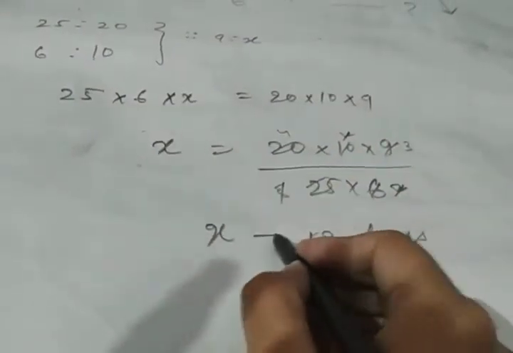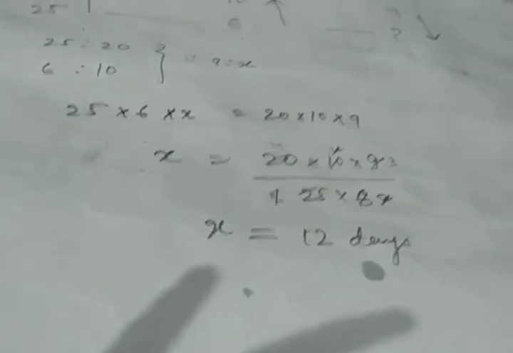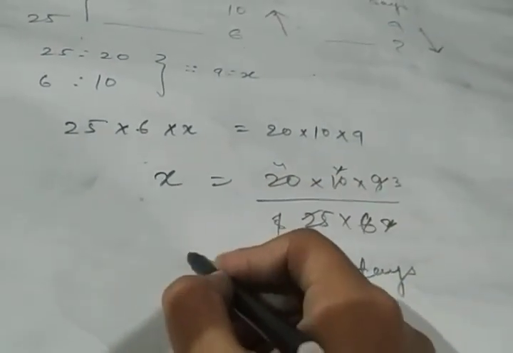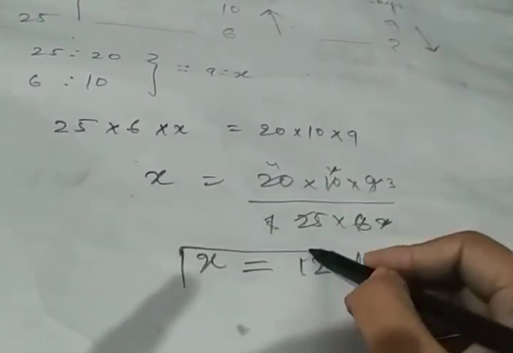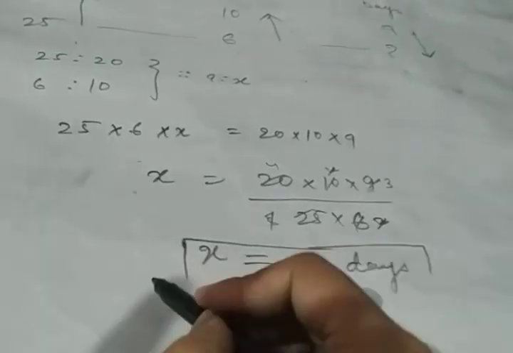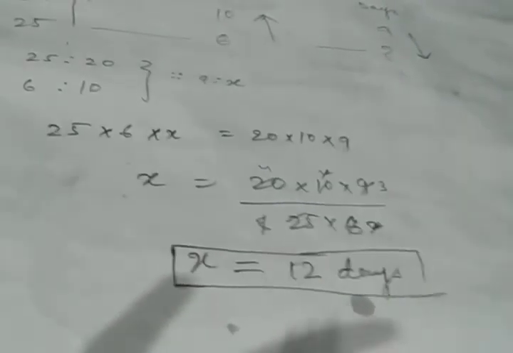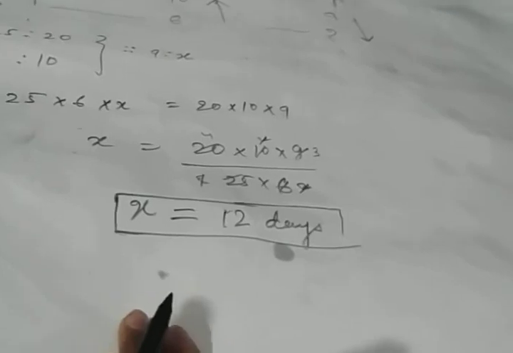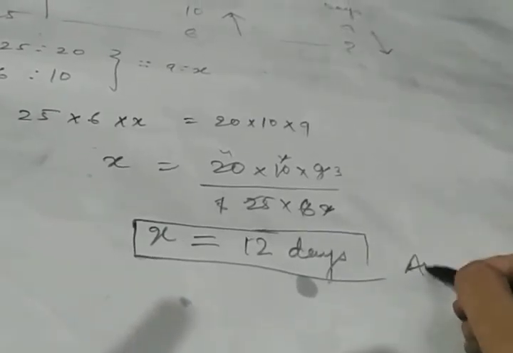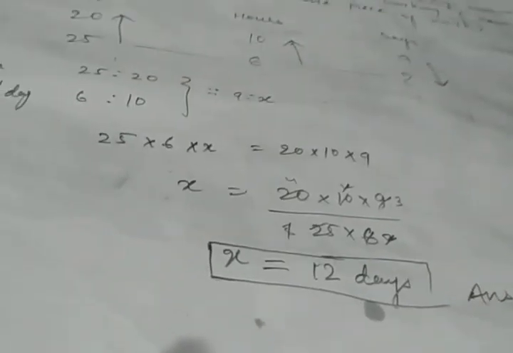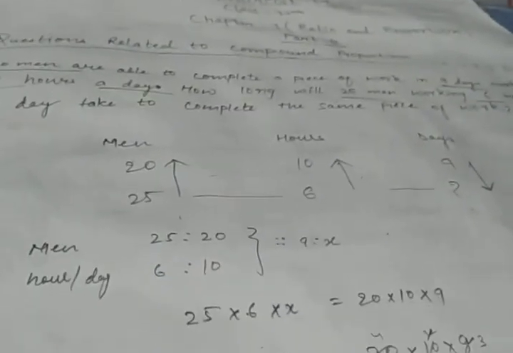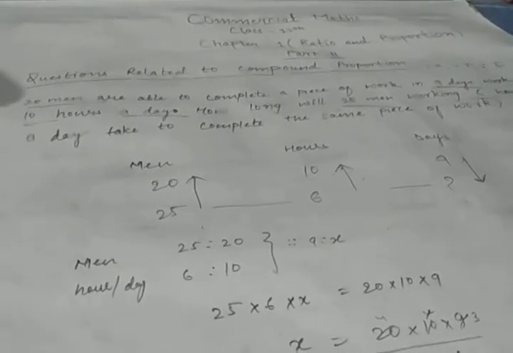The answer is 12. 25 men complete their work in 6 working hours, and the days will be 12 days. The answer is 12 days. I hope you can understand this question very well. Thank you, class.